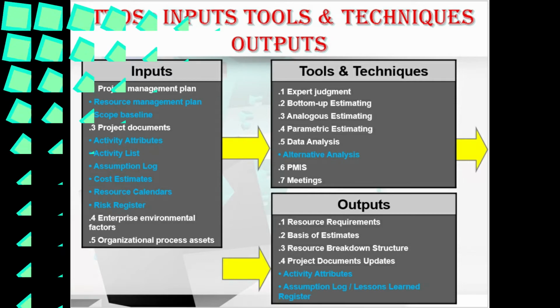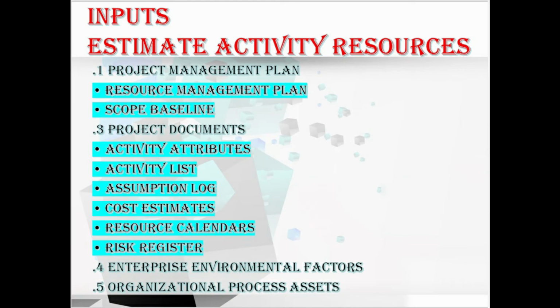First with inputs. In inputs, we have first the project management plan, which consists of the resource management plan and the scope baseline. Let me explain the resource management plan and the scope baseline. The resource management plan defines the approach to identify the different resources needed for the project. And coming to the scope baseline, the scope baseline identifies the project and product scope necessary to meet the project objectives. Okay, hope you understood this first input. Let's move to the next input.